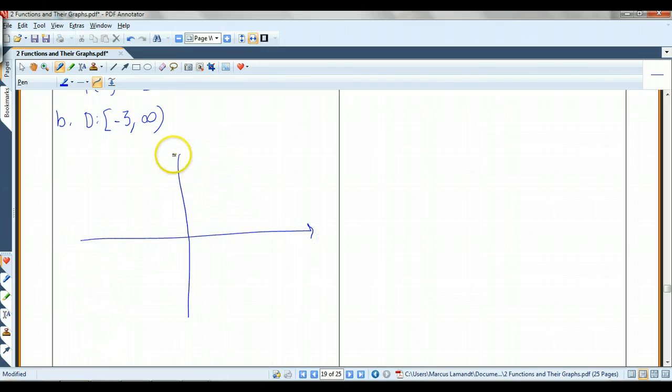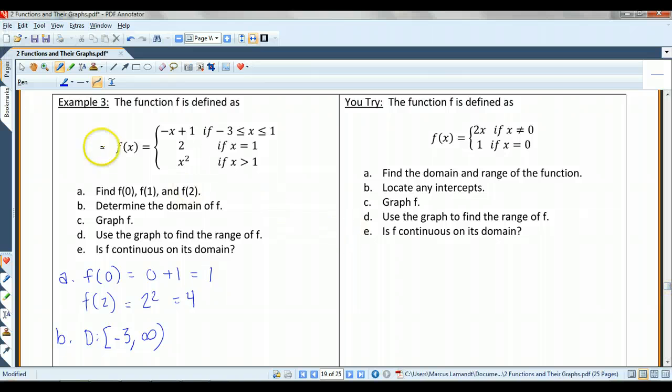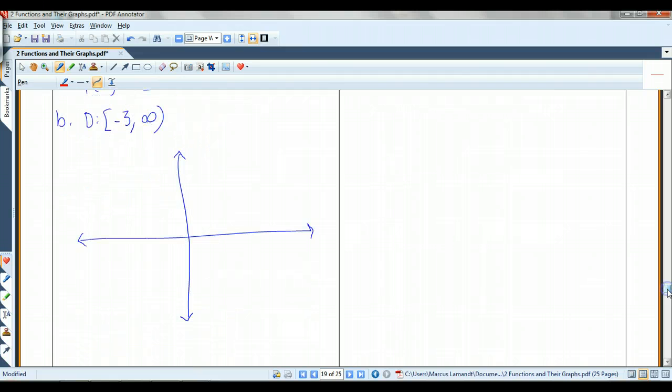You guys should know what all of these graphs look like. Okay, so what I'm going to do is graph each piece of them. Negative x plus 1 looks something like this. Here's your b. You're going to go down 1 over 1. So it looks like this.